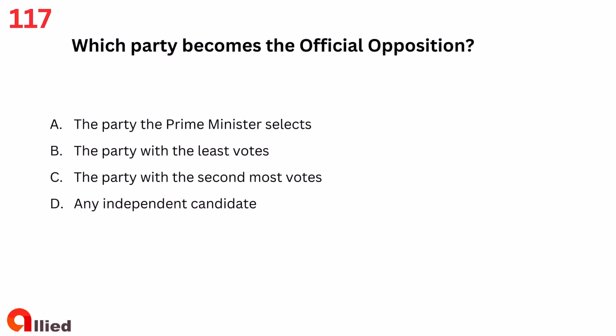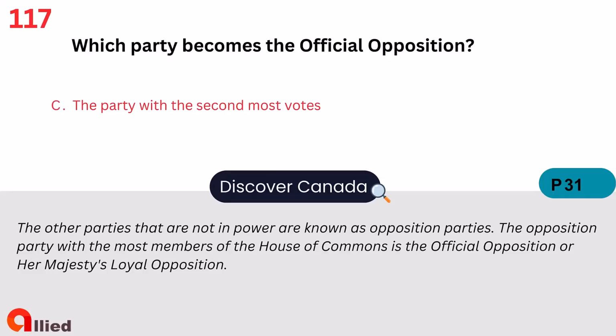Question 117. Which party becomes the official opposition? A. The party the Prime Minister selects. B. The party with the least votes. C. The party with the second most votes. D. Any independent candidate. The answer is C. The party with the second most votes.